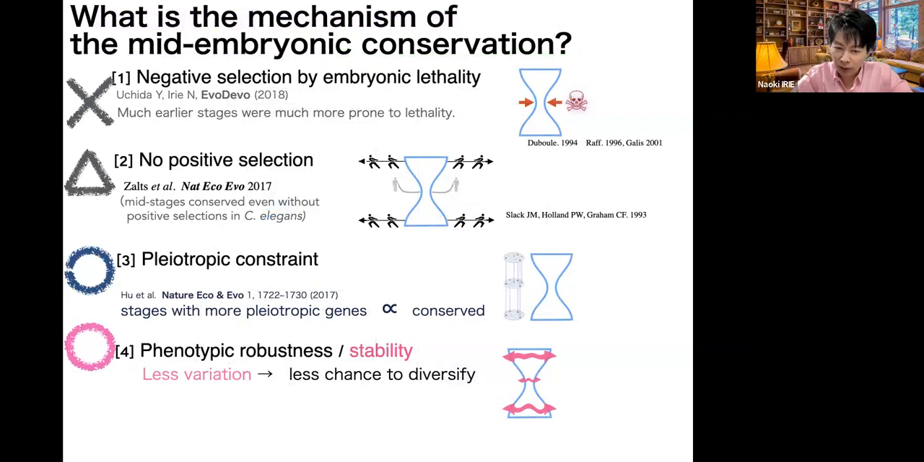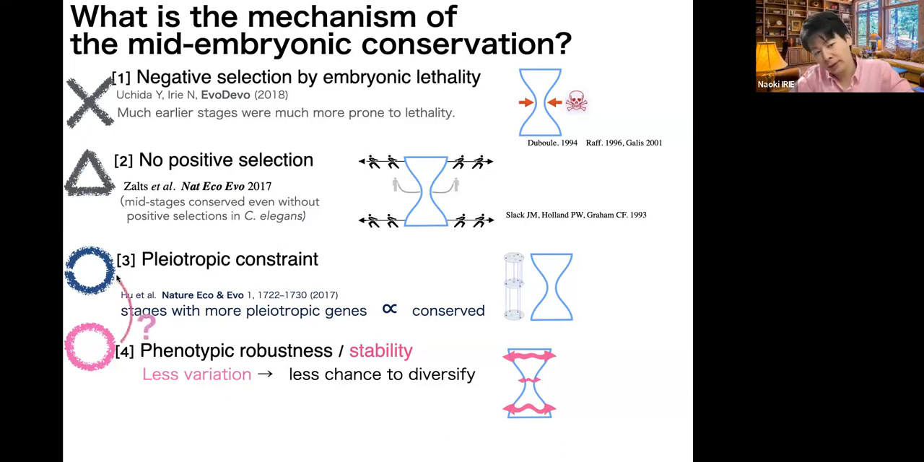So, okay, stability. And the first one here implies that the mid-embryonic stage is robust because it was more strong against mutational and environmental changes. So the mid-embryonic stages may be more stable and robust than earlier and later stages.